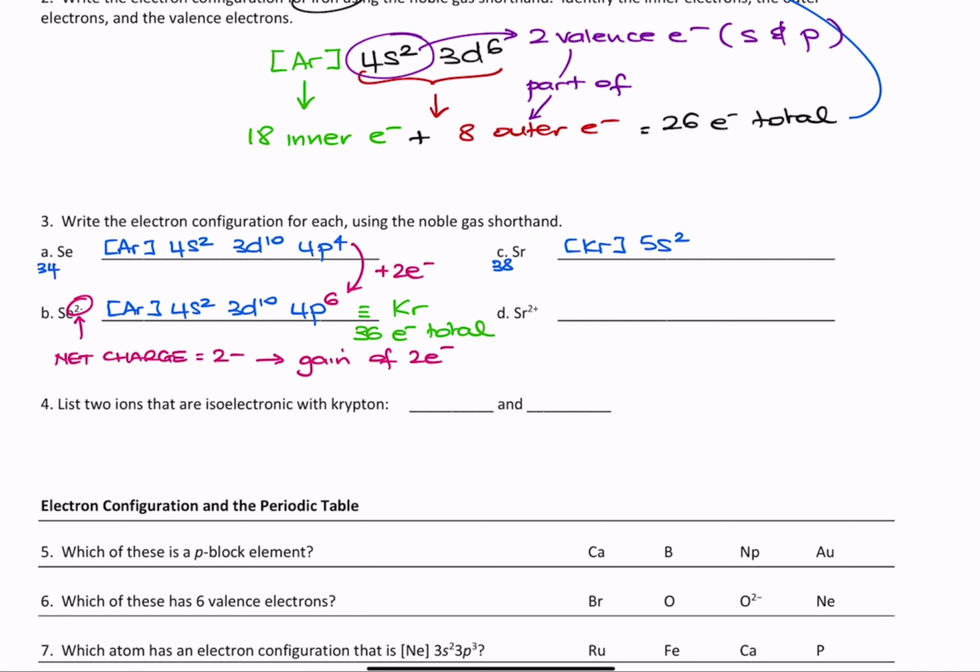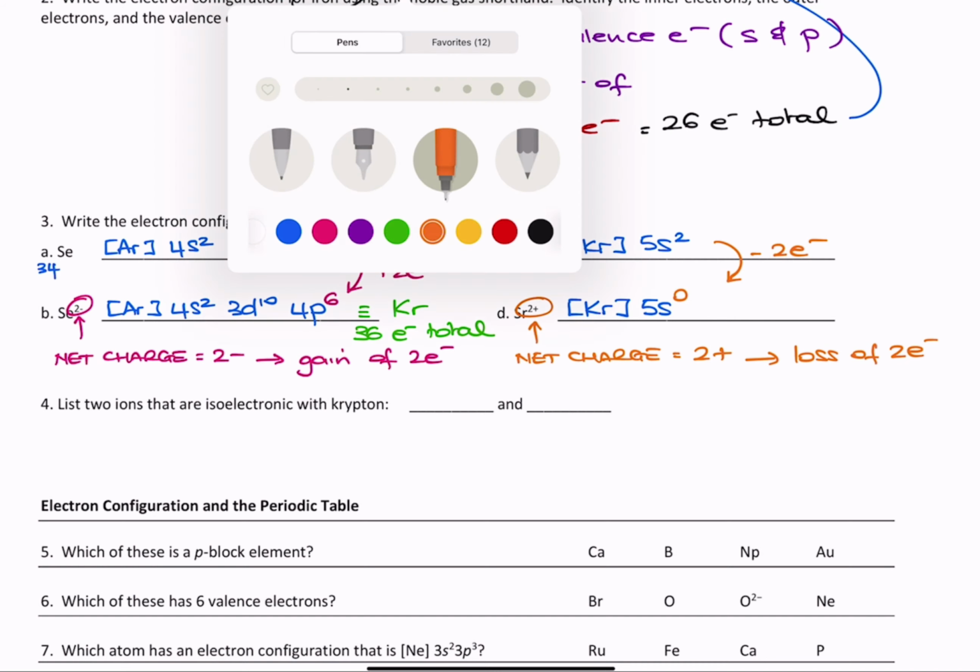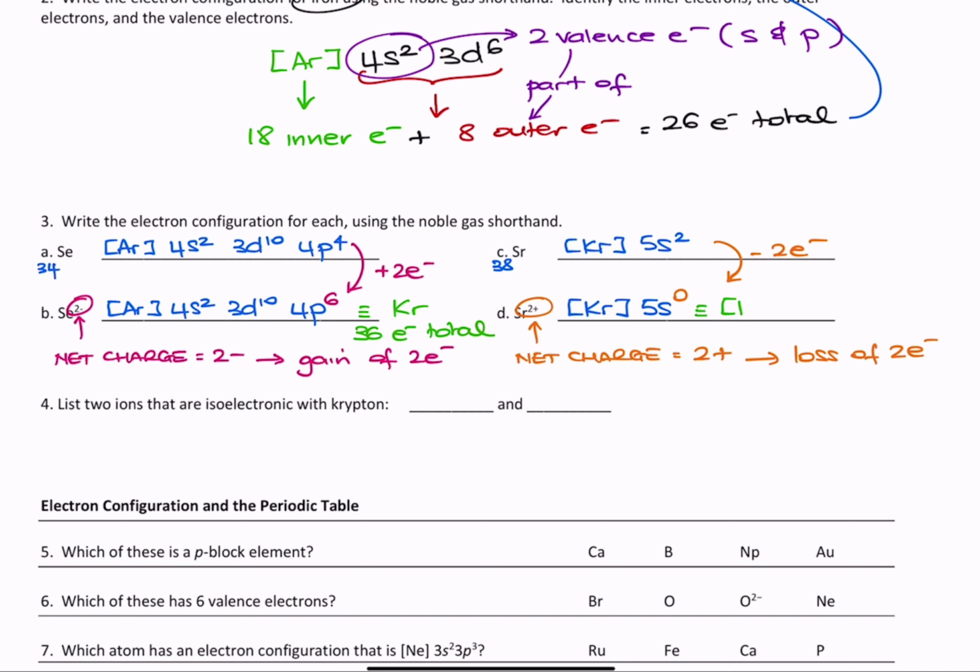If I look at D now, Sr2+, this is the strontium ion. This ion carries a net charge of +2. How do I get a net charge of 2+? By losing 2 electrons. Therefore, I need here to take away 2 electrons. My new configuration, therefore, is only Kr in brackets because the 5s is empty. What is this configuration? Well, this is the same as the configuration of krypton with 36 electrons total.